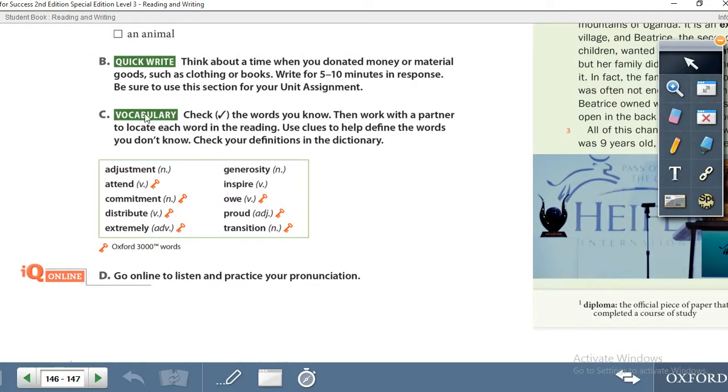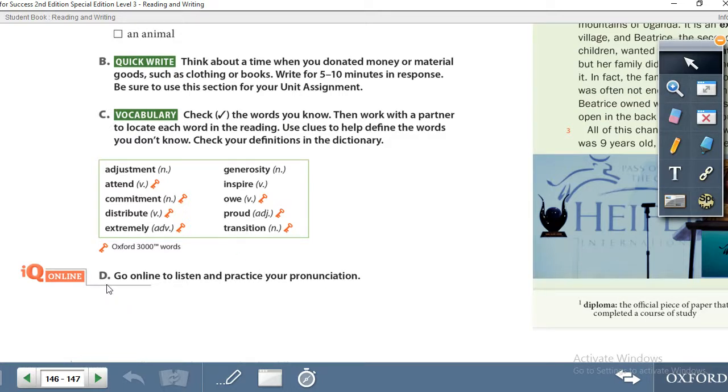Exercise C, vocabulary. Check the words you know, then work with a partner to locate each word in the heading. Use clues to help define the words you don't know. Check your definitions in the dictionary. So this is the vocabulary. I will read through the vocab. Adjustment, attend, commitment, distribute, extremely, generosity, inspire, owe, proud, transition.